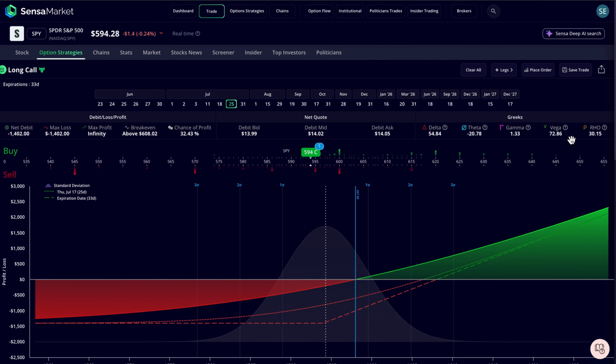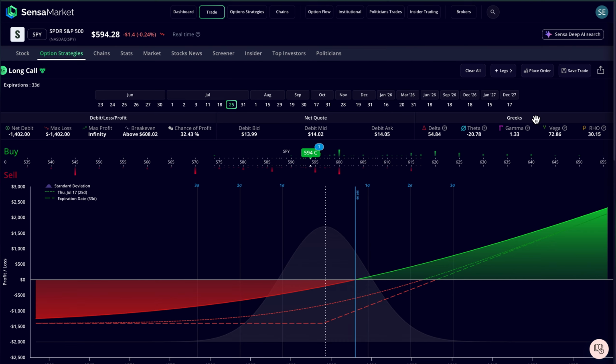Vega tells you how much the option's value changes if implied volatility increases. Vega is 72.86, and if implied volatility rises by 1%, your option value increases by $72.86. More volatility equals more value.